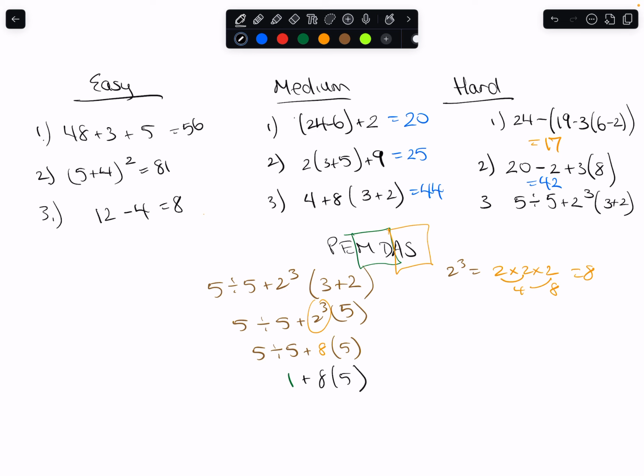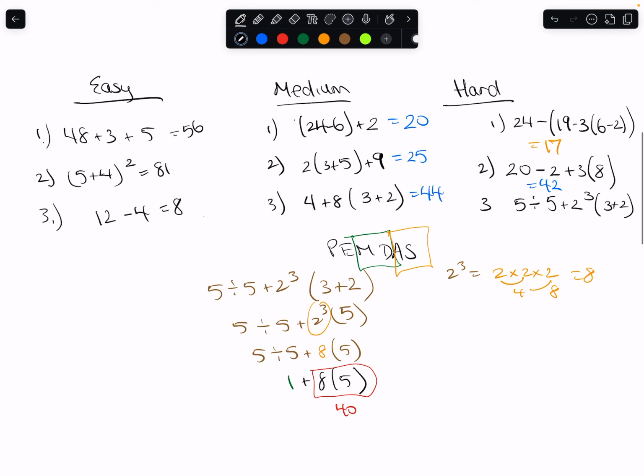Now we do our multiplication. 8 times 5 is 40. 40 plus 1 is 41.